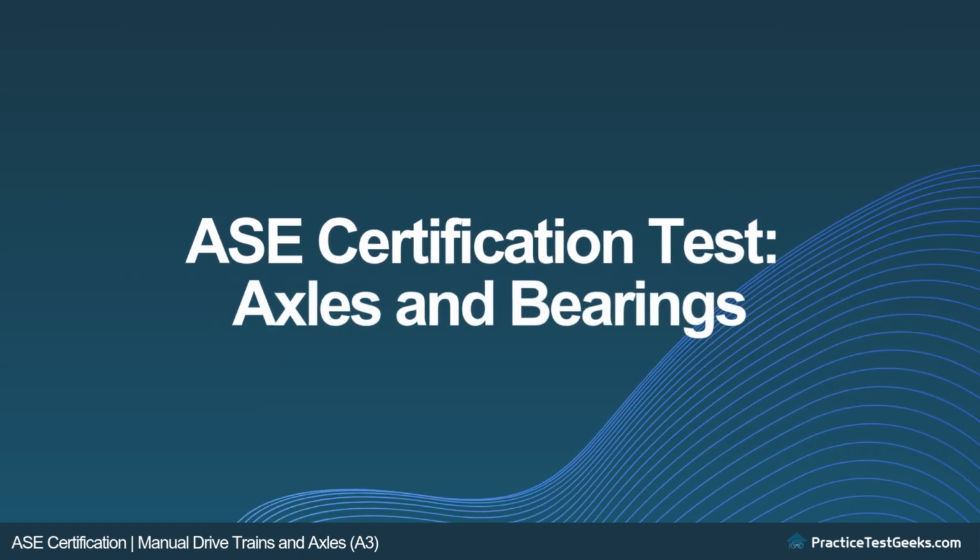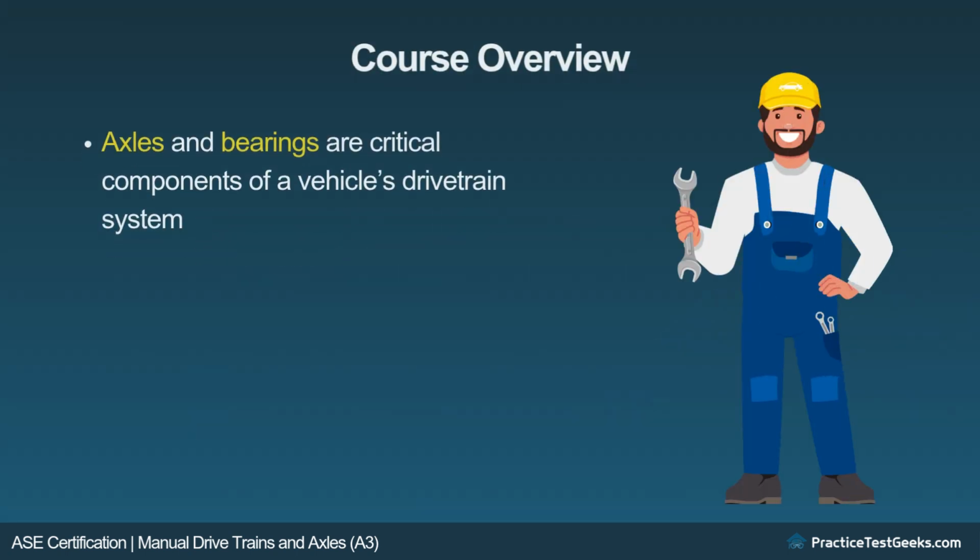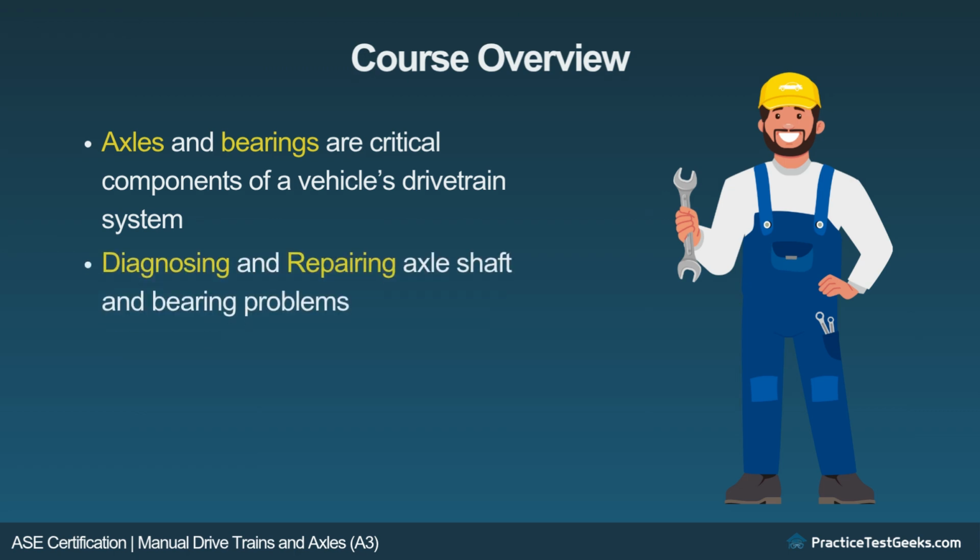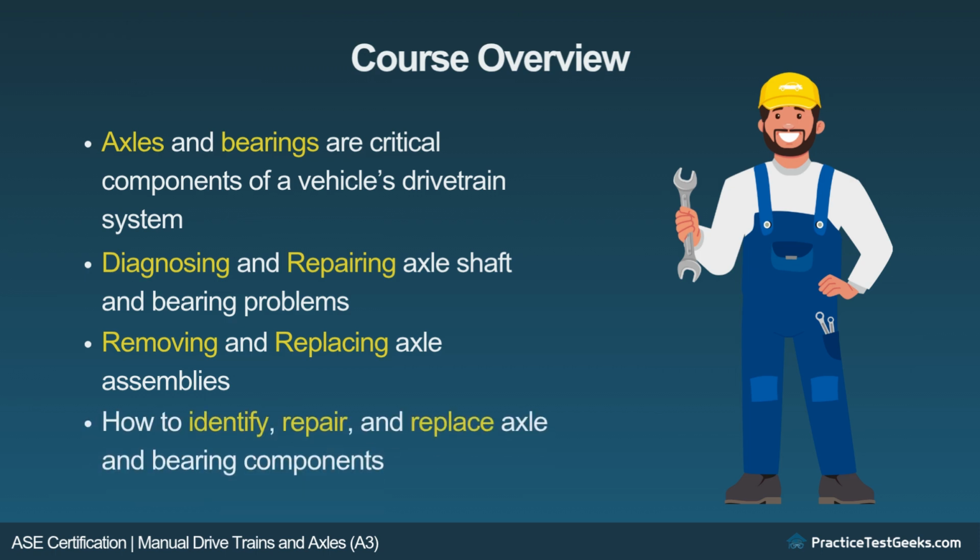Axles and bearings. Axles and bearings are critical components of a vehicle's drivetrain system. They help transfer power from the engine to the wheels while ensuring smooth rotation and stability. Diagnosing and repairing axle shaft and bearing problems, as well as removing and replacing axle assemblies, are essential skills for an automotive technician. This lesson will provide a detailed understanding of how to identify, repair, and replace axle and bearing components. By mastering these skills, you will be well prepared for the ASE certification test and equipped to handle these repairs in a real-world environment.